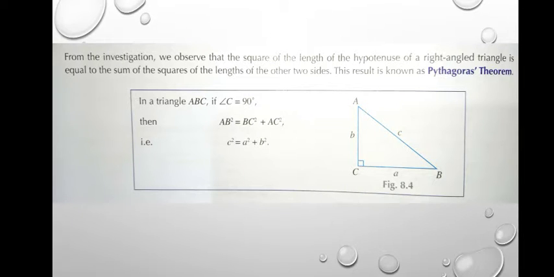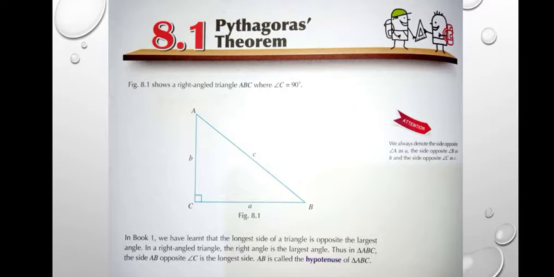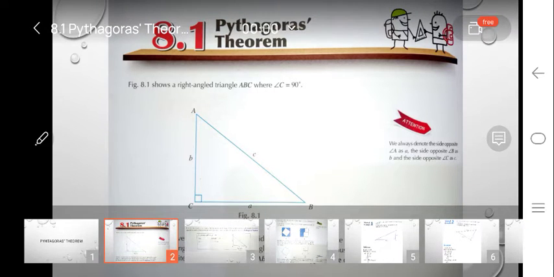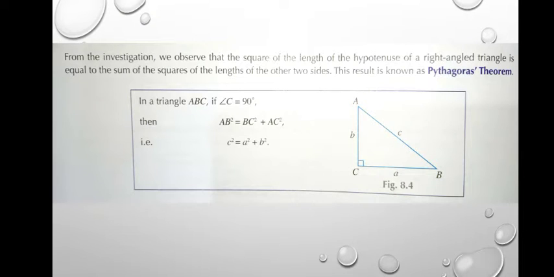Usually we call the longest side C, right? And the remaining sides are A and B. It can be this one is B and this one is A, or this one is A and this one is B. The same thing. So the general formula for Pythagoras theorem is C squared equals A squared plus B squared.